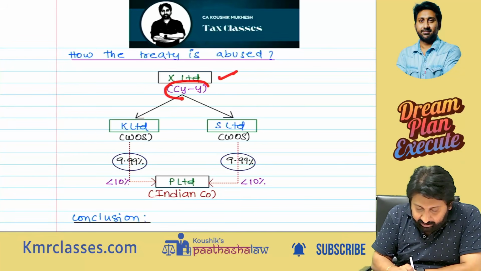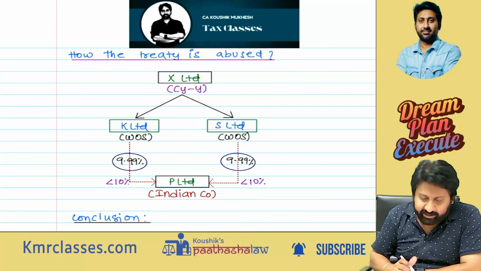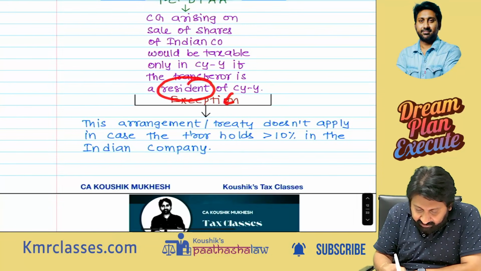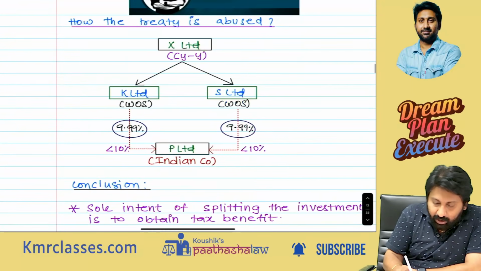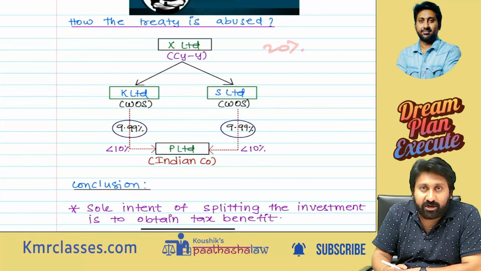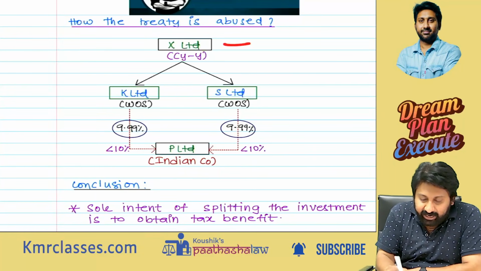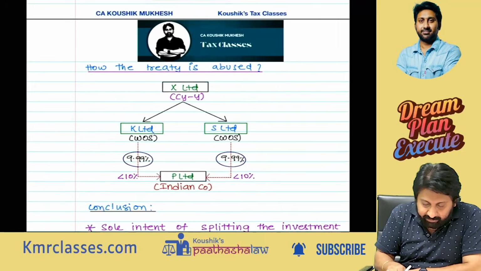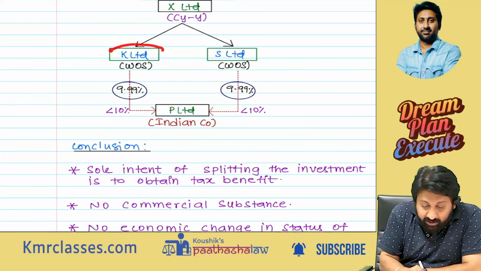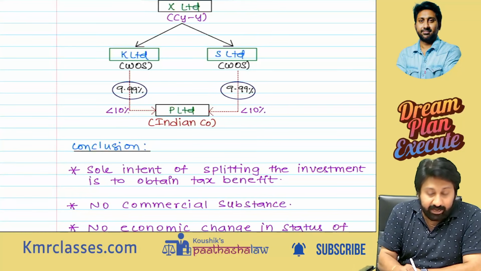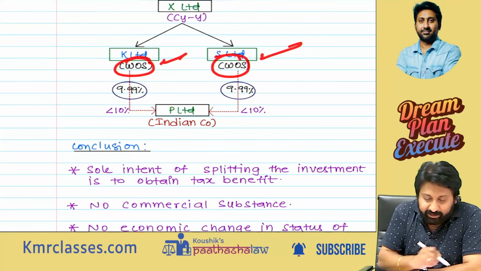X Limited, established in country Y, obviously a resident of country Y, is holding 20%. How is it holding? It could be holding around 10%, or 30%, or 29 point something. It will hold some amount through its wholly owned subsidiaries, K Limited and S Limited.